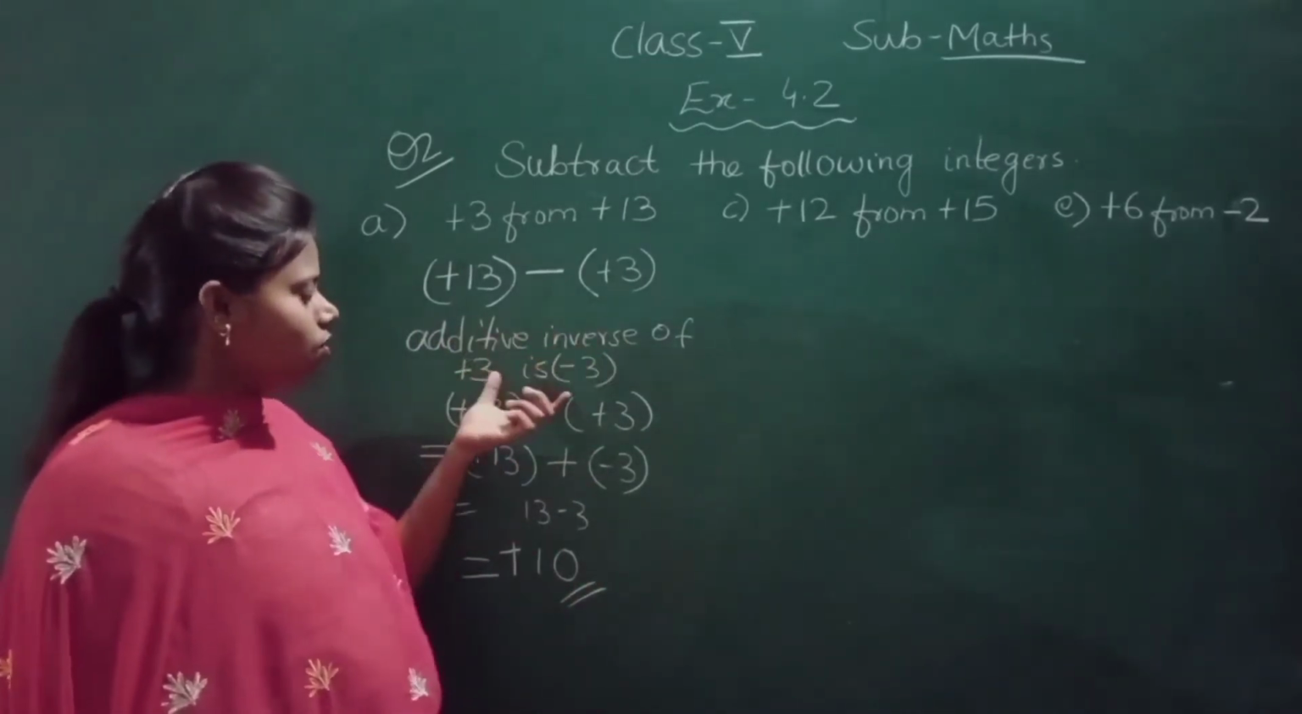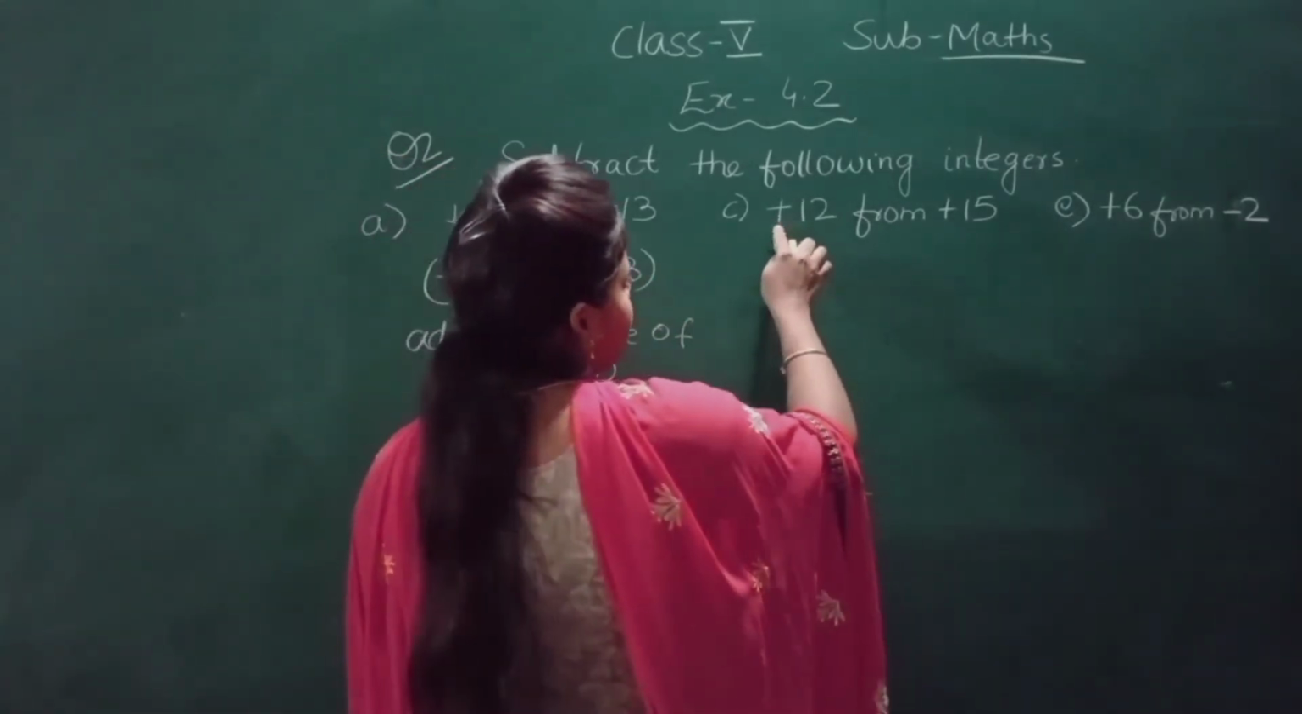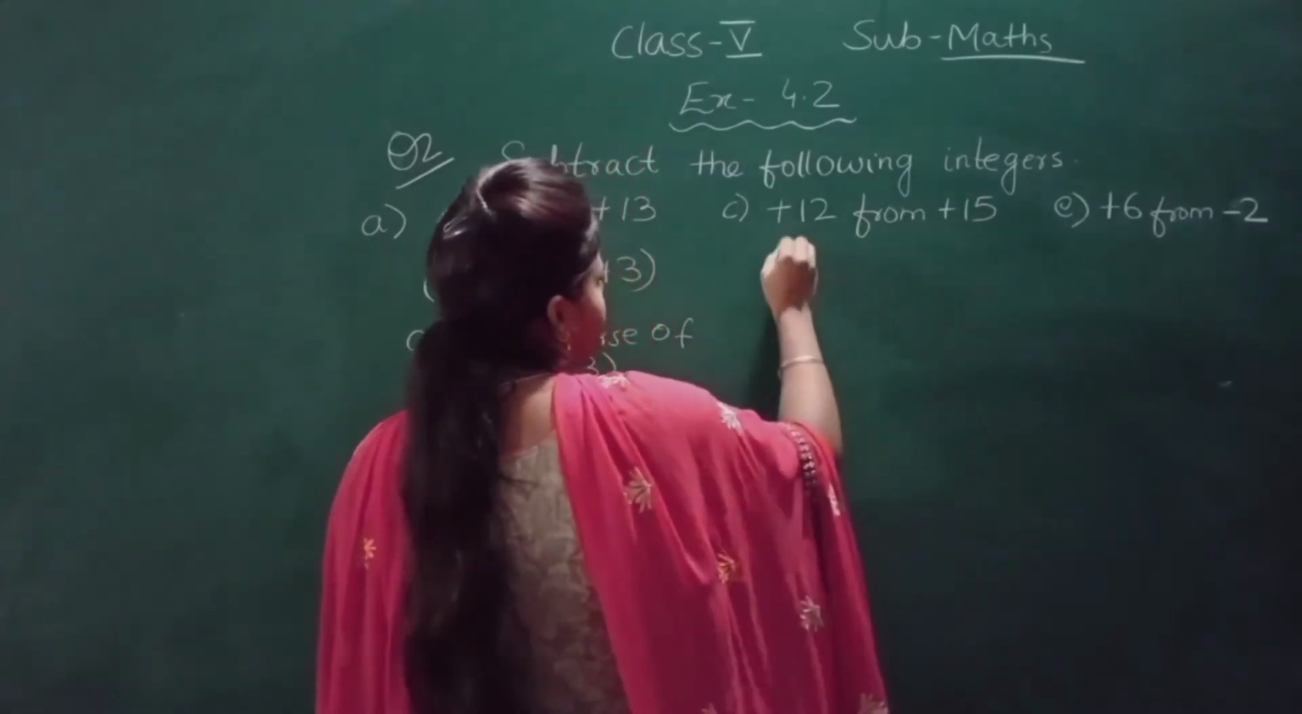Additive inverse you have to find, and then we do it simply. Now let's see this one. It's subtract plus 12 from plus 15. So first we will write this.